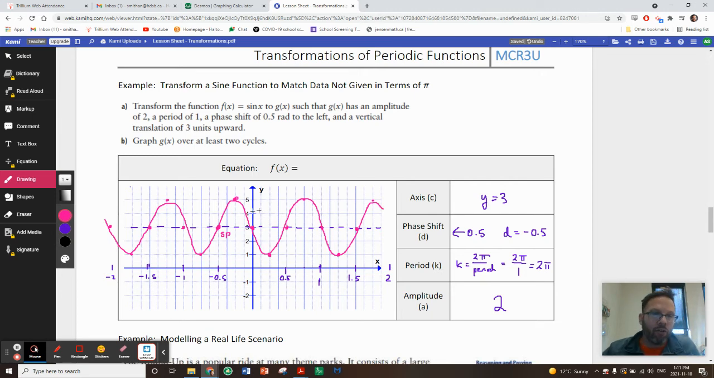And let's get the equation. So our amplitude is 2. Sine. Our value for k was 2 pi. And then we have x. Our phase shift was 0.5 left, so plus 0.5 radians. And then our axis was plus 3. So what you're going to find is when you have a real life scenario and the period is like 5 seconds or 1 second, your k value is often going to be in terms of pi, kind of like here.